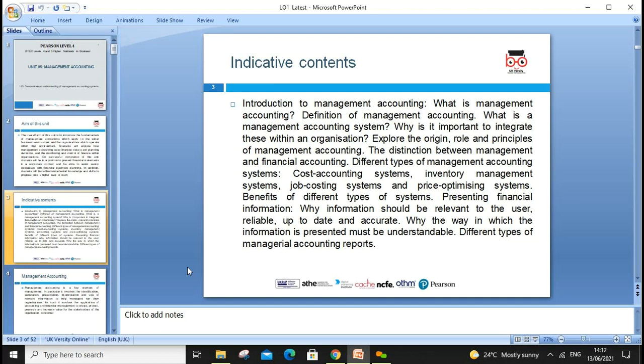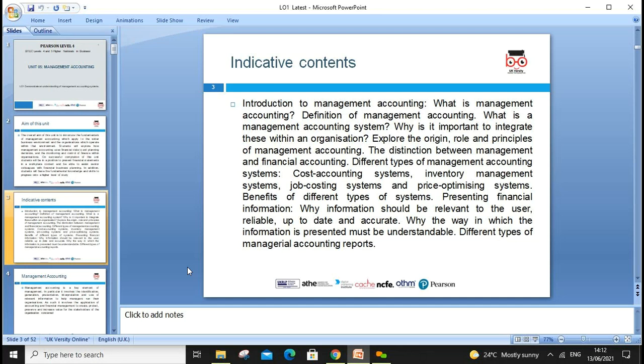So, introduction to management accounting. Management accounting means internal accounting. Management means making decisions, choosing between various alternatives and finding the best alternative that suits us according to the environment. Management accounting is all about planning, controlling, organizing, implementation and making decisions.